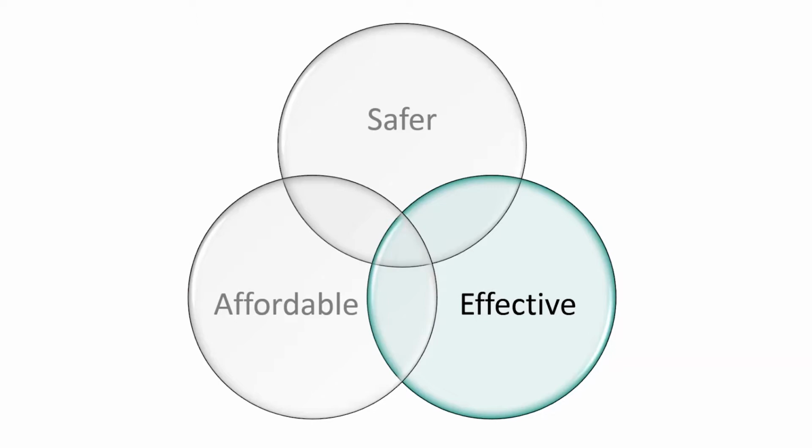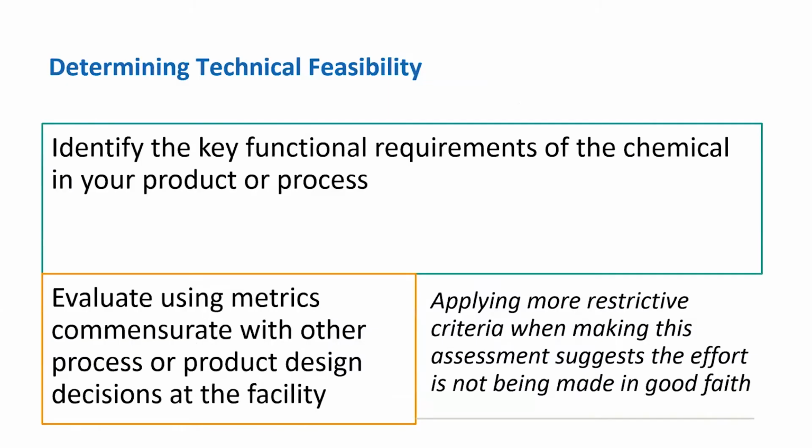Your goal is to find an alternative that will allow you to continue to manufacture your product or operate your process in a way that supports your continual improvement and competitive advantage. When assessing technical feasibility, it is critical to evaluate and compare alternatives against specific key functional requirements. This evaluation should be conducted in a manner that is commensurate with how the facility considers any other process or product design or redesign decision. To do otherwise suggests that the evaluation is not being conducted in good faith.